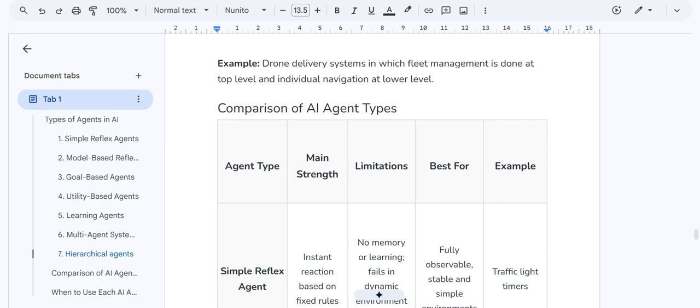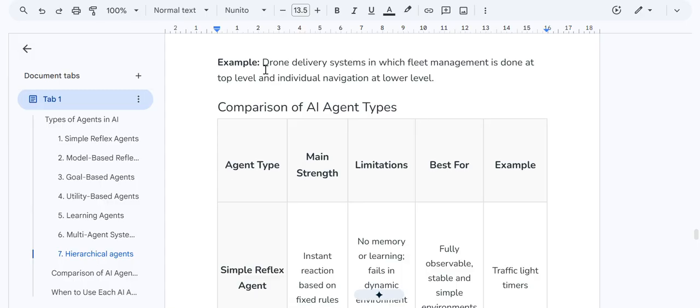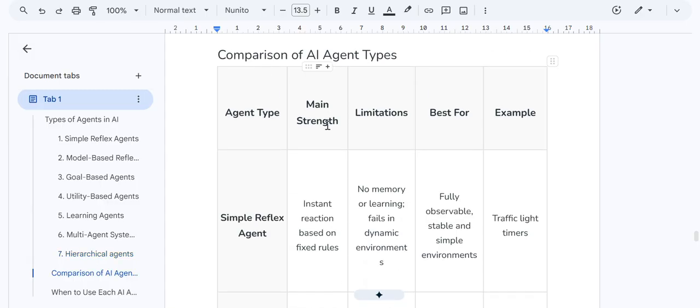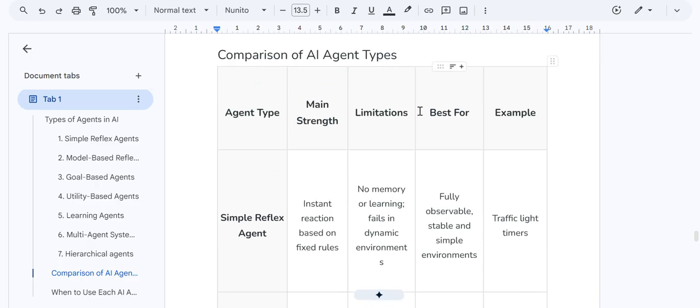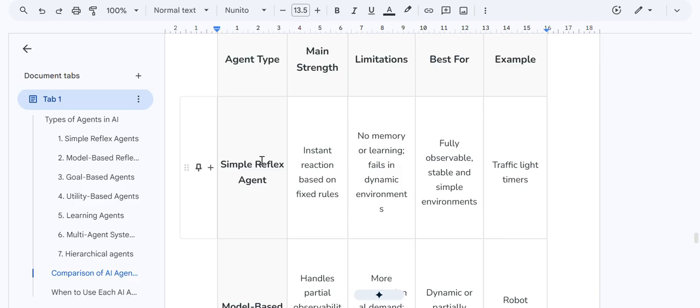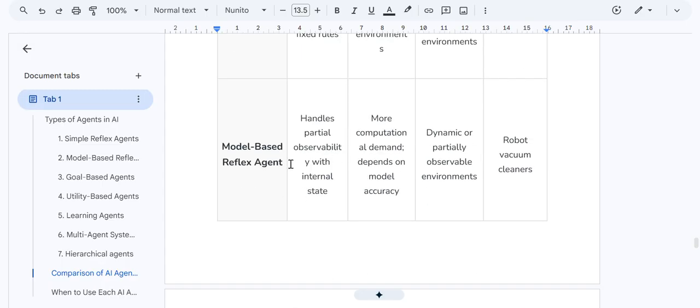Comparison of AI agent types. I will explain the main strength, limitation, and best use for each, with an example. In simple reflex agents, the main strength is instant reaction based on fixed rules. The limitations are no memory or learning, and it fails in dynamic environments. It is best for fully observable, stable, and simple environments. Example: a traffic light.